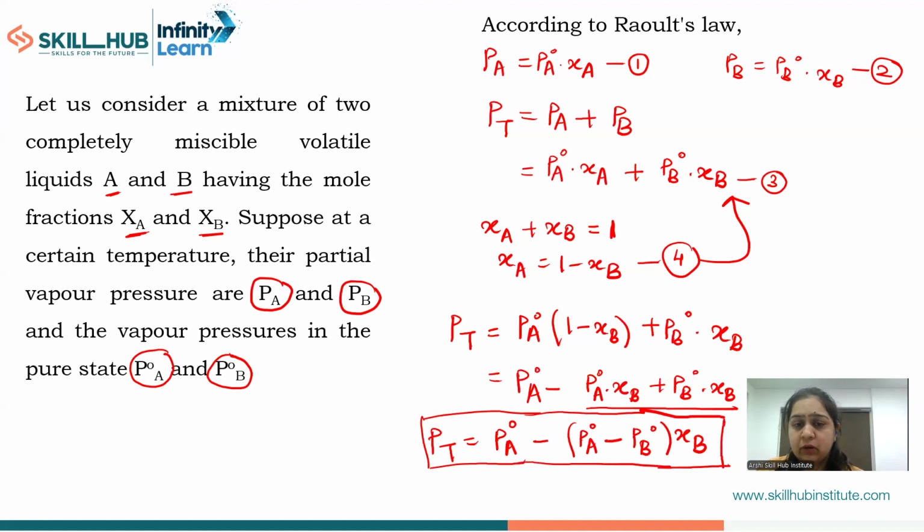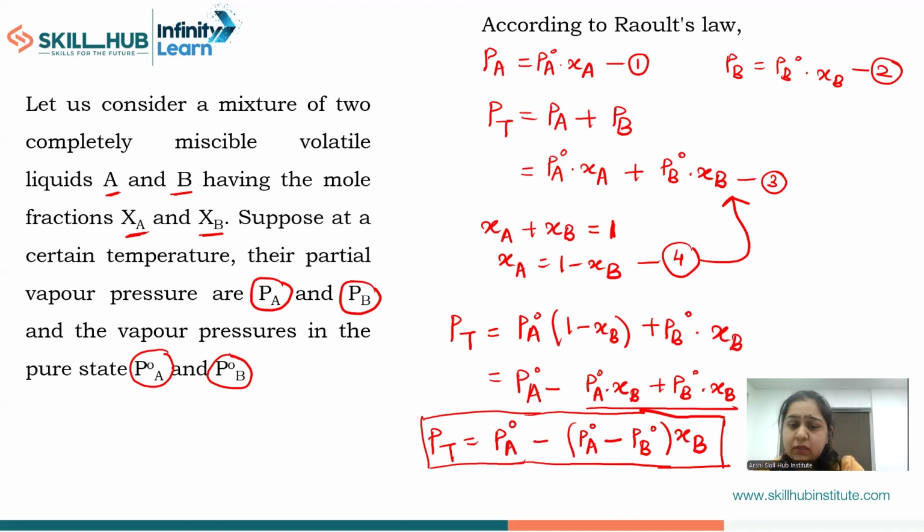Of course, you can also substitute the value of XA that I have found out. You can find out the value of XB and you can do the other way around. It depends upon what conditions are given in the question and what other factors or other things are given to you in the question. I hope this is clearly understood to everyone.